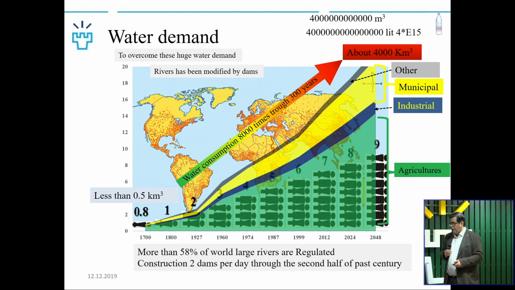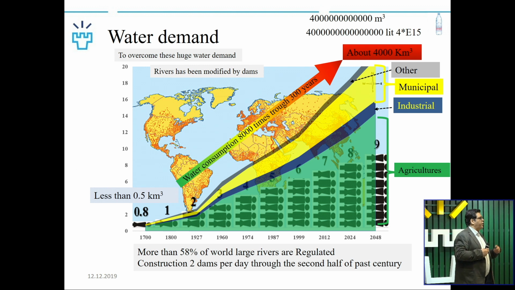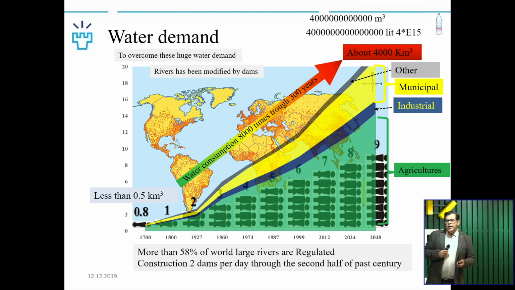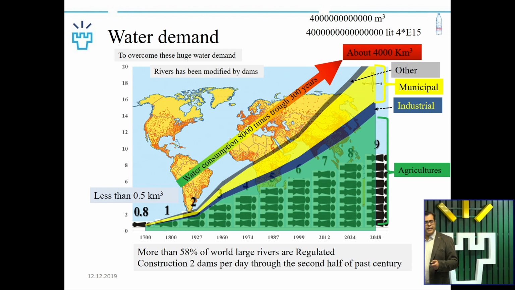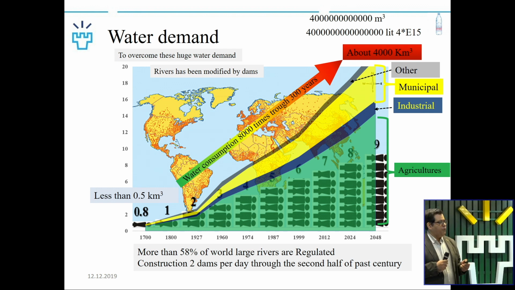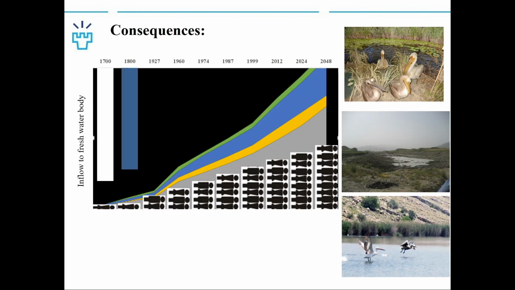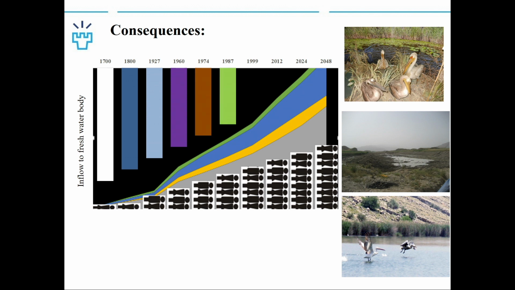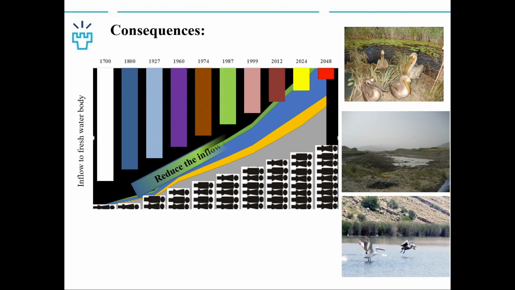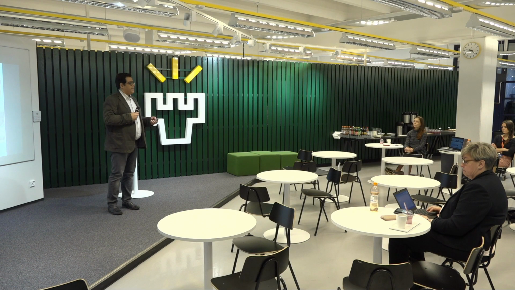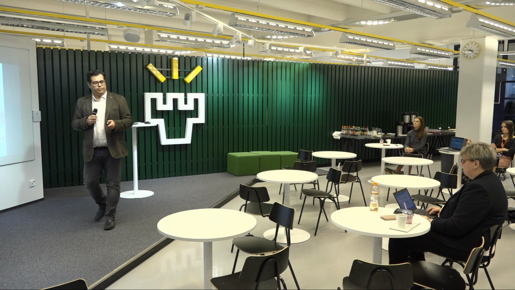Currently, 58% of the world's rivers are regulated by dams and hydropower. And in the second half of the last century, every day two dams were constructed in the world. As a result, the amount of inflow to fresh water is decreased. So we have more pressure on aquatic ecosystems, like wetlands, lakes, and so on.